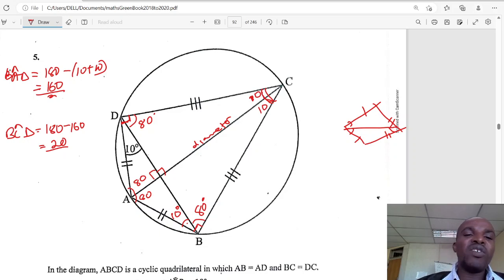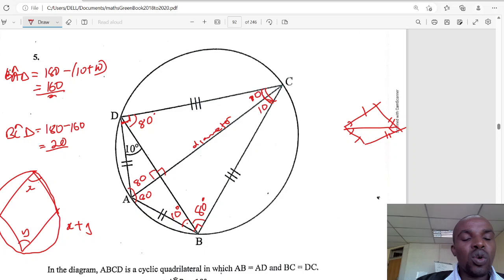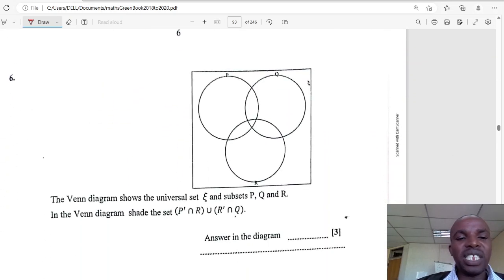So please take note. For a cyclic quadrilateral, opposite angles are supplementary, which means they add up to 180 degrees. These are opposite angles. This one is a cyclic quad. It's a quadrilateral, all of whose vertices must touch the circumference of a circle. So this angle and this angle, if they are x and y, x plus y equals 180 degrees. Opposite angles are supplementary, which means they add up to 180 degrees. Right. Then question number 6.